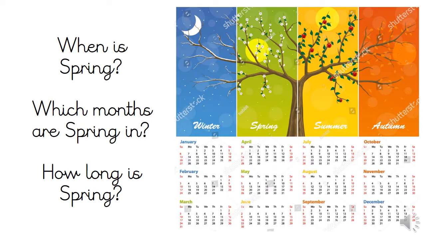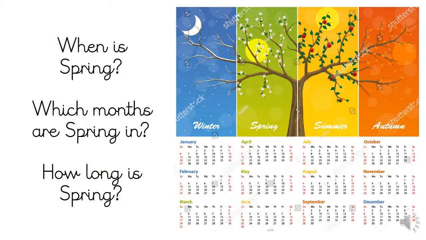So when is spring? Well, we're in spring right now. Let's have a look at the tree first and see the different types of colours they've used and what's on the tree. So you can pause the video here and talk more about the tree, about what you can see on each season. On winter, spring, summer and autumn. Pause the video now.